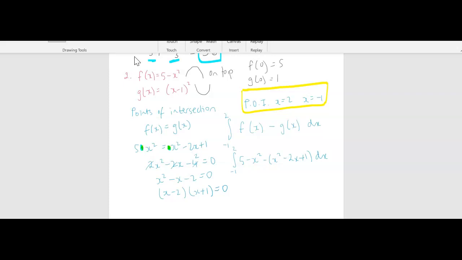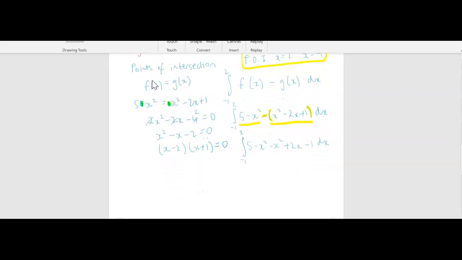All right, so f of x minus g of x, I've just put them in, and I've actually written the actual functions in. You can see I've got brackets here just so we remember to subtract the whole thing. So I'm going to set that up for you. From -1 to 2, 5 minus x squared. That negative applies to everything, so we're going to have minus x squared. Negative times the -2x, so plus 2x, and then minus 1. And don't forget the dx on the end.